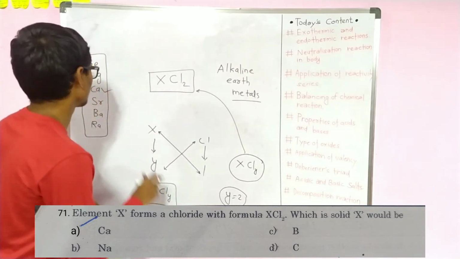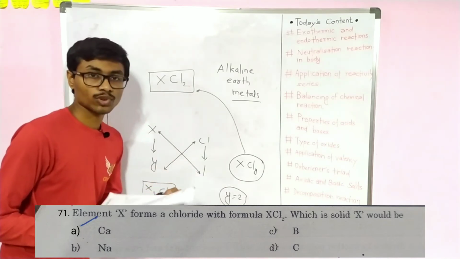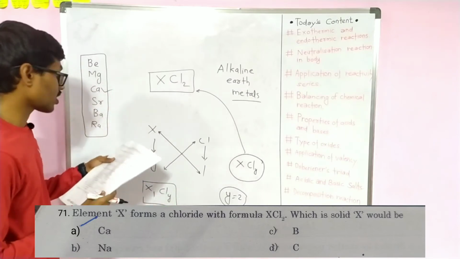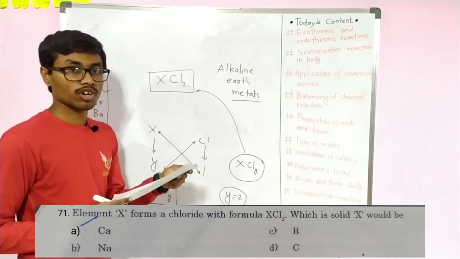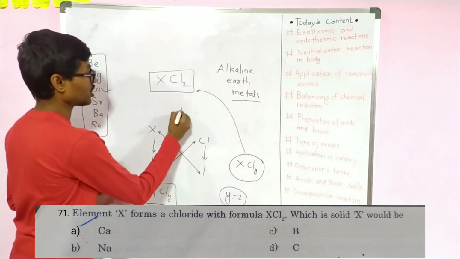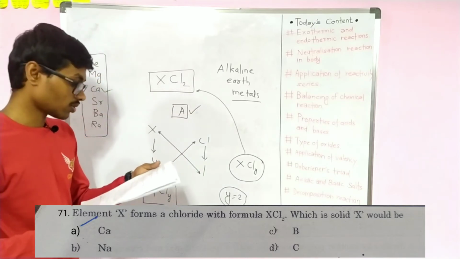They have given boron. Boron does not belong to this. They have given sodium. Valency of sodium is 1, and they have given carbon. So carbon is also not correct. So correct answer for this question should be option A.